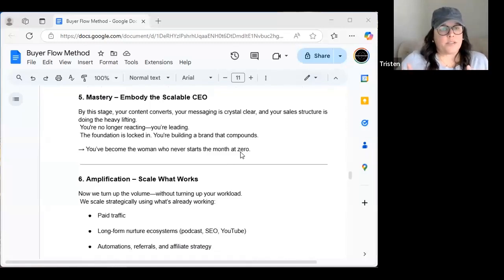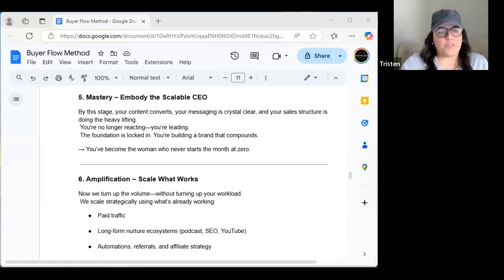Okay, next we get into mastery. So by now our messaging is clear, our content is converting, our sales structures are supporting us. We're not really trying things anymore. We're leading from a place of clarity, control. We're not starting every month at 0. We've built a business that sells for us. And this is where we also start navigating those new obstacles that come up as you're scaling. Those new things in business, like knowing how to handle client contracts, making sure we have firm personal boundaries.